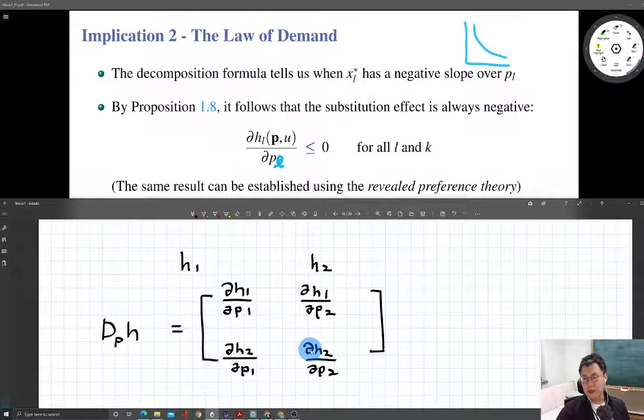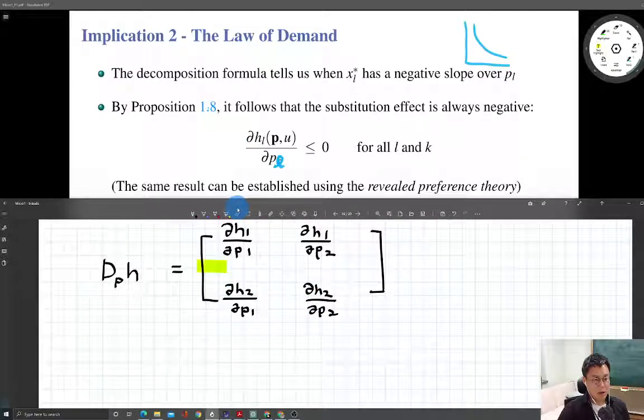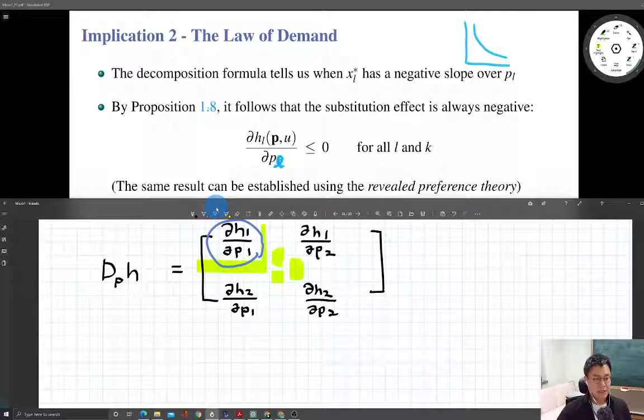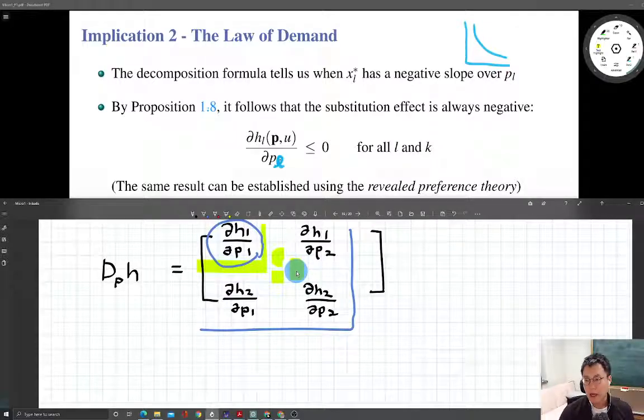And we know that this is negative semi-definite. So this guy should not be bigger than 0, it should be lower than or equal to 0. So the own substitution effect, the effect on demand for good 1 due to a change in the price of good 1, is always negative. And we also know that the determinant of this 2 by 2 is positive. That is consistent with negative semi-definiteness: the first principal minor takes a negative value, and the second principal minor takes a positive value. If the sign alternates like this, we call the matrix negative semi-definite. And we know that this guy is a negative value.